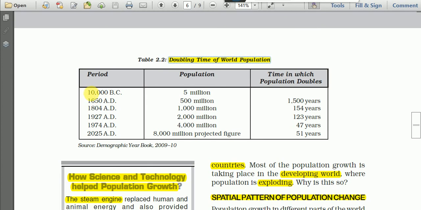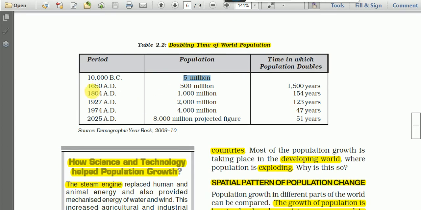As I see, this is a table showing the doubling time of world population. In 10,000 BC, the population of the world was only 5 million. Then in 1650 AD, the population of the world was 500 million. So to become 500 million, it took 1,500 years.